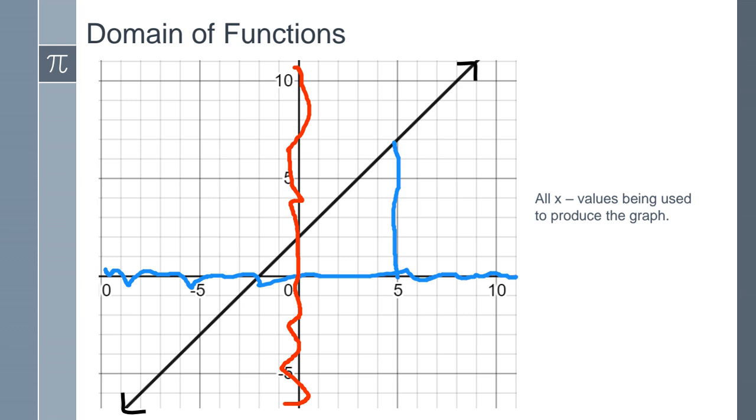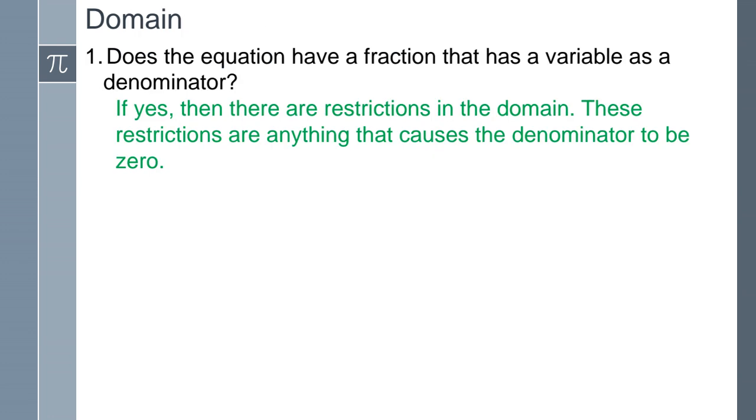Now, when you're not given a graph, it makes it a little bit harder to identify the domain. One of the things you can do is ask yourself, in your equation, does it have a fraction? And does that fraction have a denominator? In your denominator, does it have a variable?